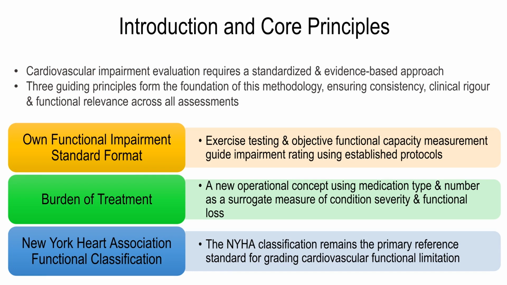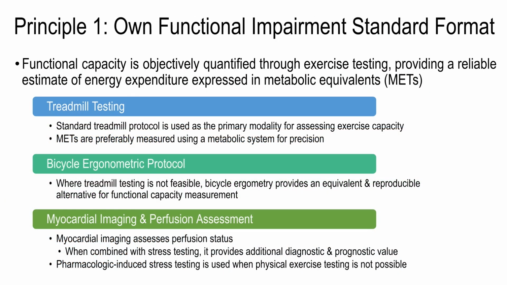Cardiovascular impairment evaluation requires a standardized and evidence-based approach. The methodology is built upon three core principles: the Own Functional Impairment Standard Format, Burden of Treatment, and the New York Heart Association Functional Classification. Principle 1, the Functional Impairment Standard Format, focuses on objectively quantifying functional capacity through exercise testing, measured in metabolic equivalents, or METs. Methods include treadmill testing, bicycle ergometry, and myocardial imaging and perfusion assessment.